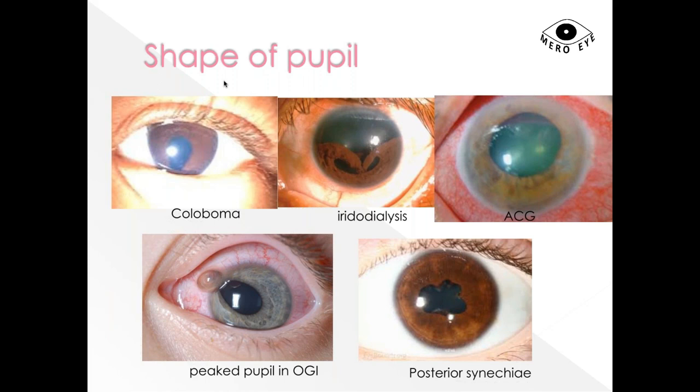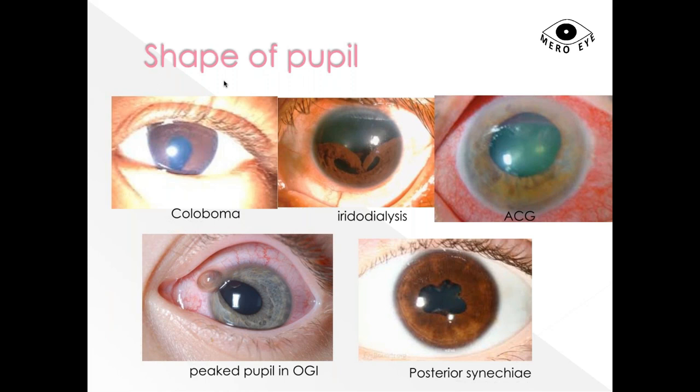In the picture on the bottom left side, we can see a small bulge in the limbus where iris tissue is covered by conjunctival tissue, and the iris inside it is peaked. So this is a case of open globe injury, where because there is a small perforation at the limbus, the iris has prolapsed out in that area, giving it the appearance of a peaked pupil.